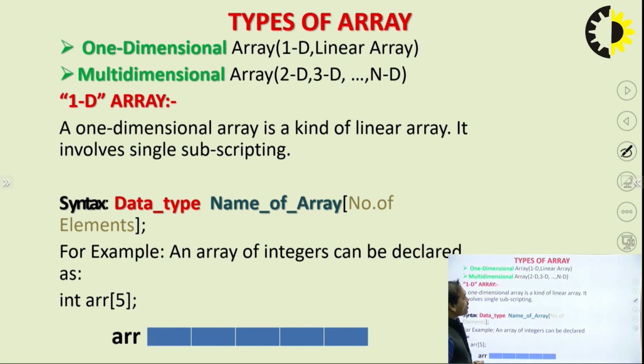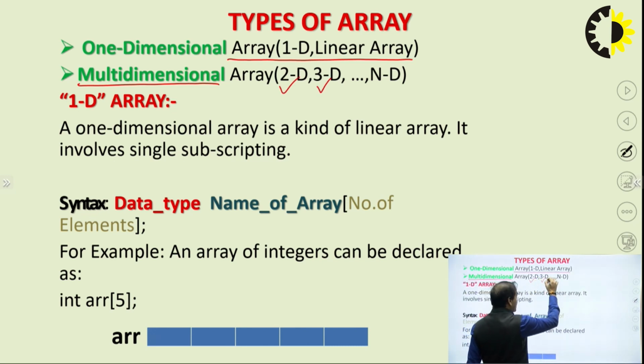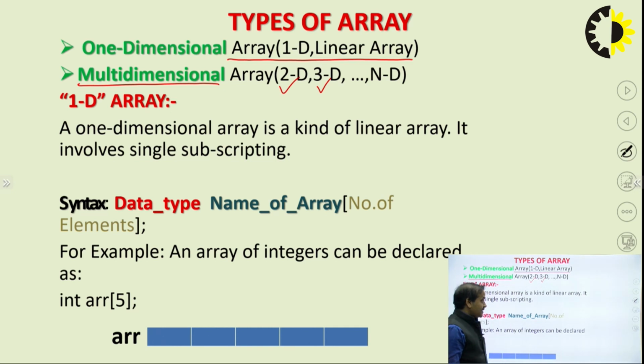Now the next topic is types of array. There are two types of array. The first one is the one-dimensional or linear array. In a one-dimensional or linear array, we store data in a contiguous memory location. And the second one is the multi-dimensional array. A multi-dimensional array is divided into 2D array, 3D array, 4D array, and ND array. This classification is based on the value of index or indexing.